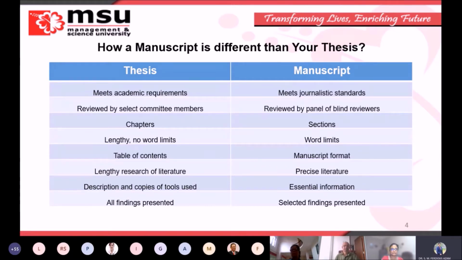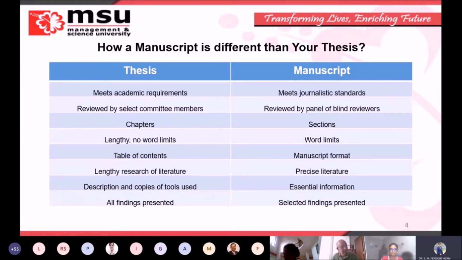However, please take note, for a manuscript, we don't do that. We write precise literature. This is not extensive. You know why? Because there is something called a word limit, right? So from that perspective, what do we do? We keep very precise and targeted citations that can create our argument. Other than that, we have description and copies of the tools used for the thesis, but for a manuscript, I think it is understood by now, we only use the essential information.